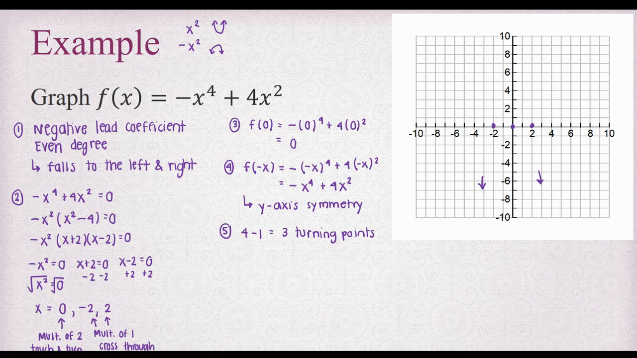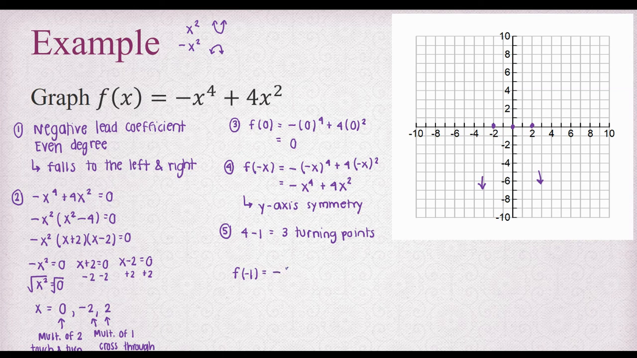So because I know that I have y-axis symmetry, I can really just focus on either the left side of the y-axis or the right side. So let's say I focus on the left side. I kind of just want to know, if I plugged in -1, what am I going to get? Okay, so if I plug in -1 into my function, let's see what we get.